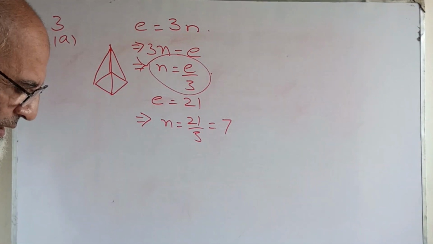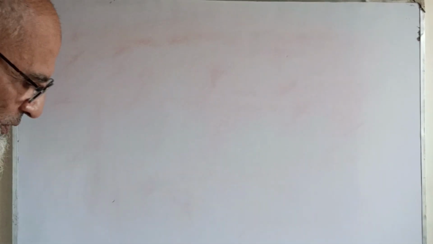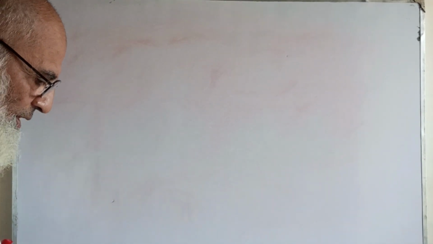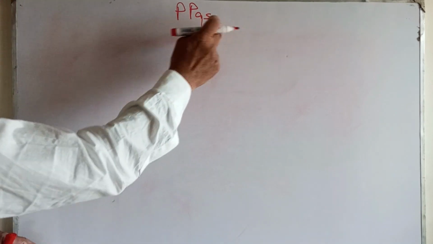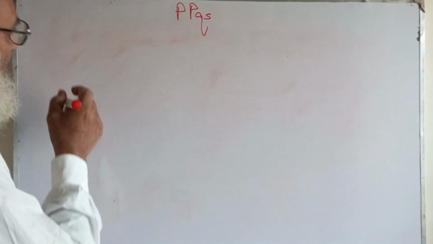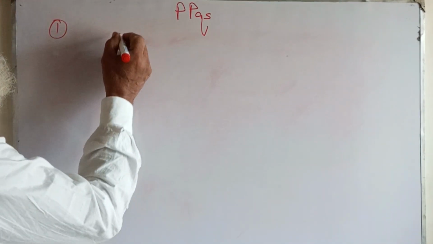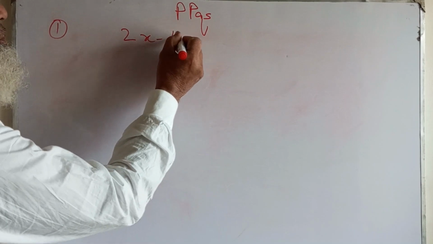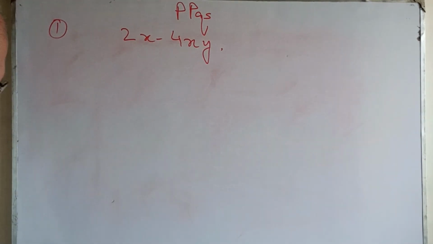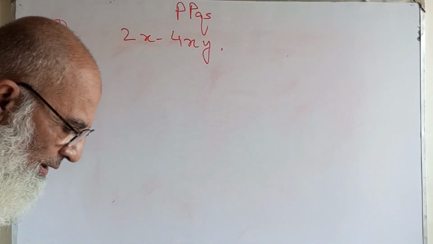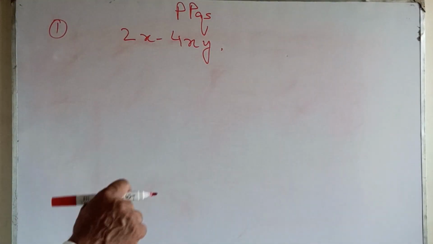So let me start with past paper questions. Let me take the first question. Now factorize. First question is to factorize a given term, which is 2x minus 4xy. Very easy question. It was asked in February, March 2016. Old question.